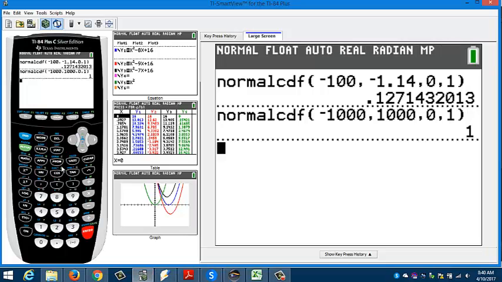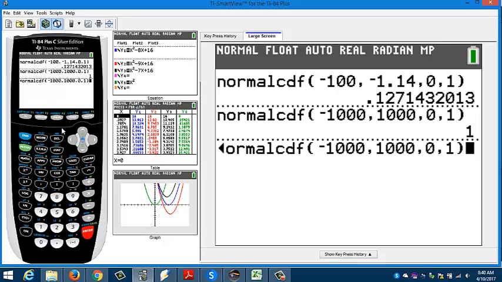Ready? So what if I said, I'm going to do the same problem. Instead of going from negative 1,000 to positive 1,000, let's go from negative 1,000 to, here, I'll delete a couple, to 0. What do you think the answer is going to be? Talk to each other about that for just a second. What do you guys think the answer is going to be?